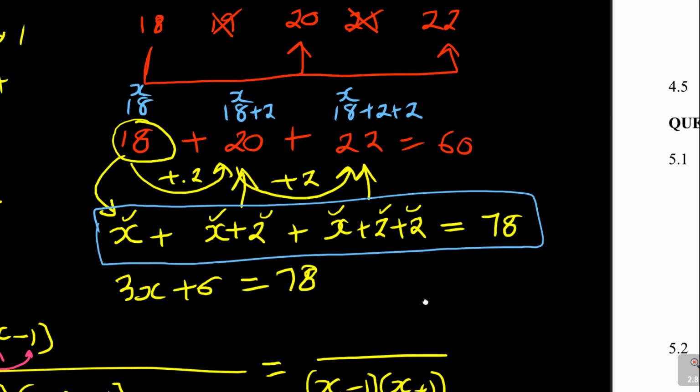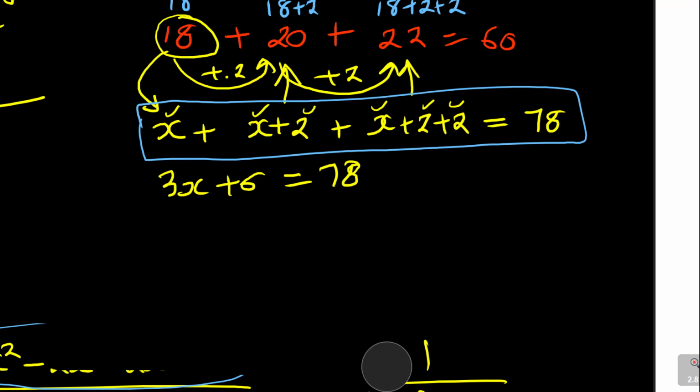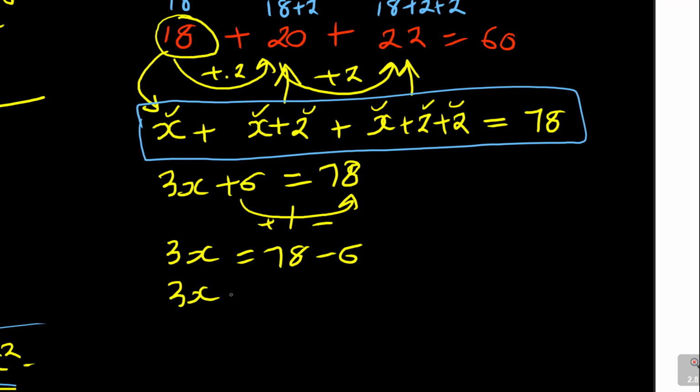That is all this question was actually about. It was for you to come up with this equation, and then from there, that is done. 3x, take 6: it is positive, so it jumps from positive to negative. So you've got 3x is equal to 78 minus 6. And then 3x is equal to 78 minus 6, which is 72.